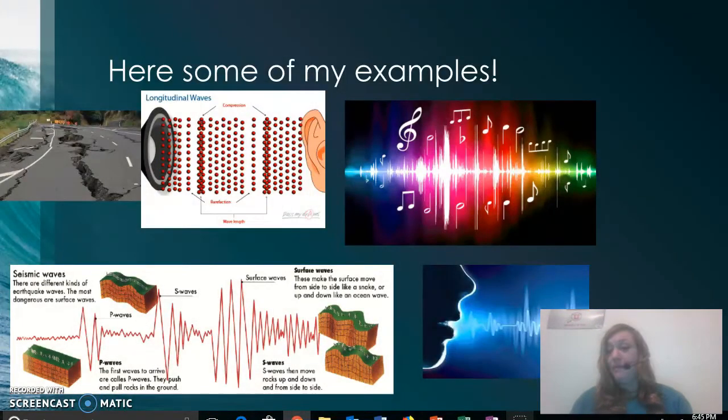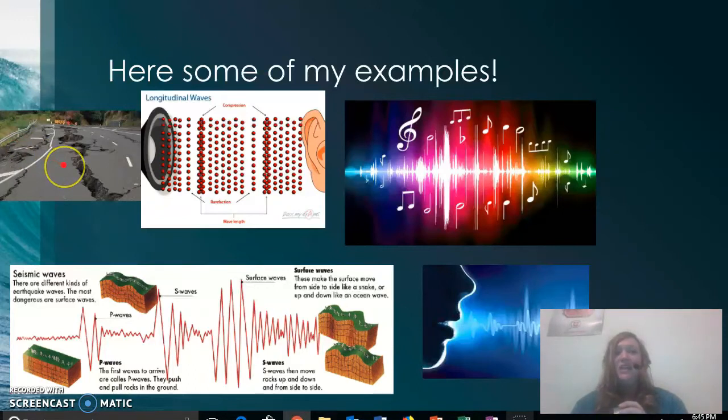So here are some of my favorite examples of a longitudinal or compression wave, and I want you to brainstorm some of your own. One of the coolest ones is that air moves this way, and because air stretches out and compresses back and forth, guess what? That makes it so we can hear things, and that's how I have sound. My voice is causing a vibration of air to compress and stretch, compress and stretch. It goes to my mic, and that's why you can hear me talk.